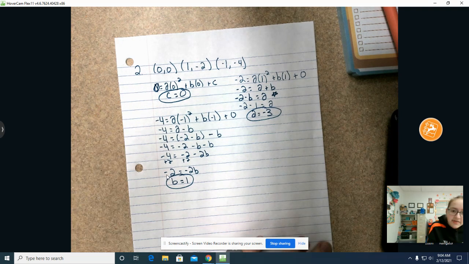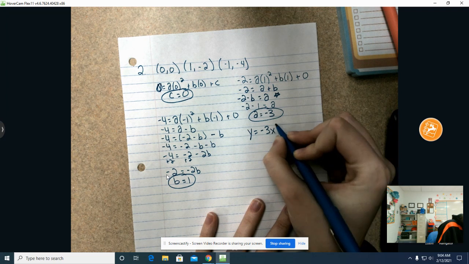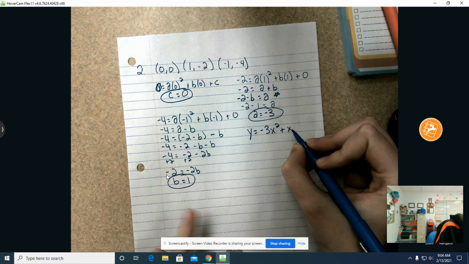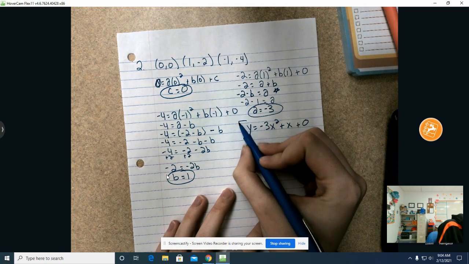So now that I have that, I can put together my whole equation. y equals negative 3x squared plus x, or plus 1x. And then we can put the plus 0 if we want, or we don't have to. We could leave that off.